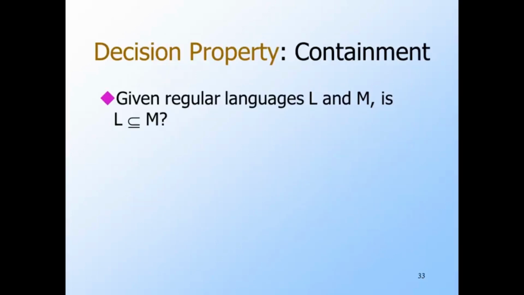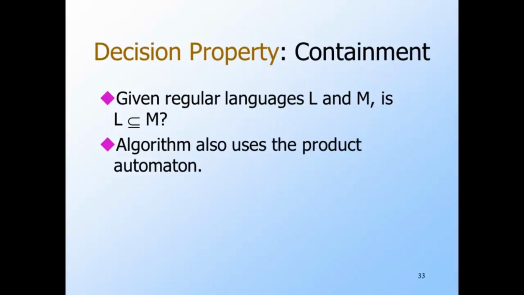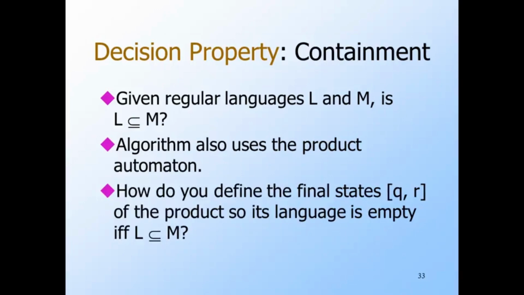A related question to ask about regular languages is whether one is contained in the other. The test is in a sense one half of the equivalence test we just saw. Start by building the product automaton. But we have to define the final states differently. How would you do that? That is, L is not contained in M if and only if some string W that is in L is not in M. Such a string would get the DFA for L to a final state, but would not get the DFA for M to a final state.